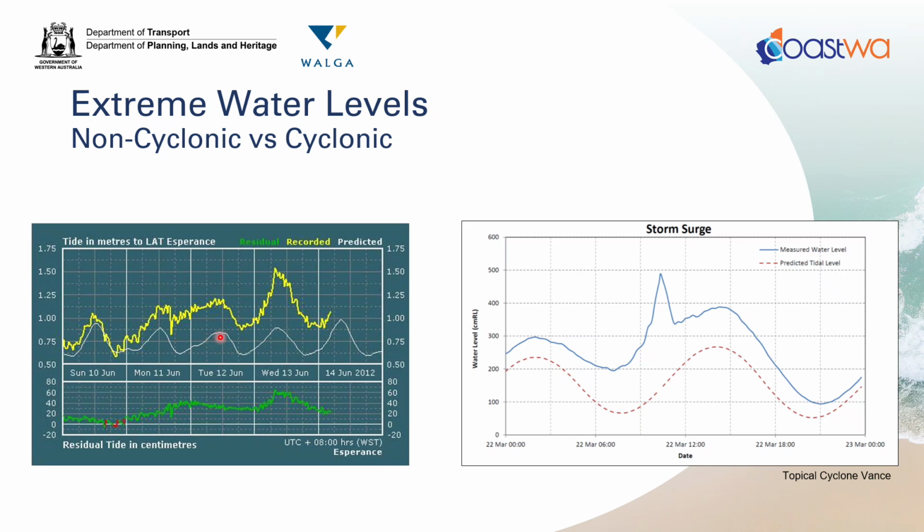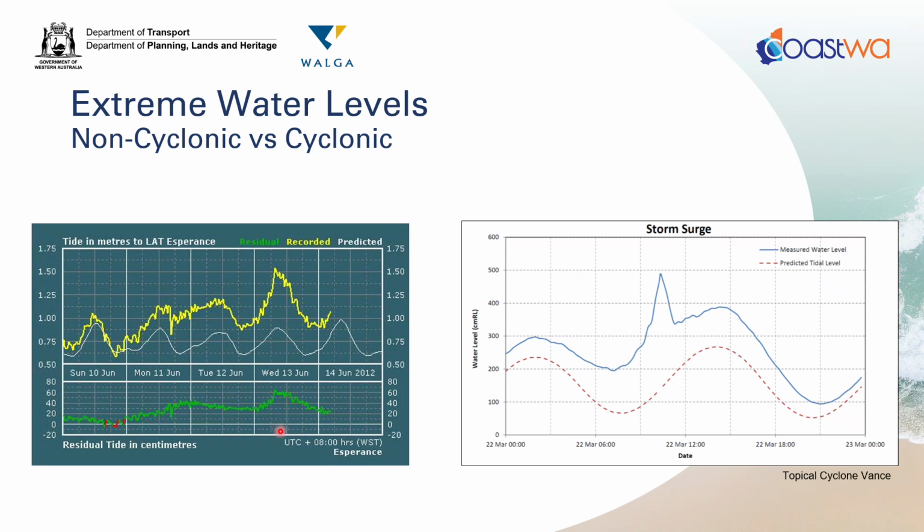You can see there a predicted tide coming through in the white, and on top of that, you can see a recorded water level that was obviously recorded during the passage of a particular event. The plot down the bottom shows the actual residual, so the difference between the predicted and the measured.